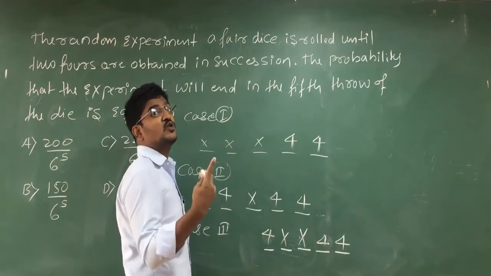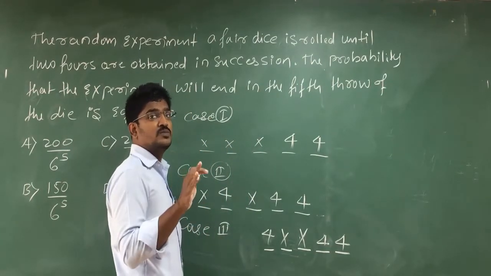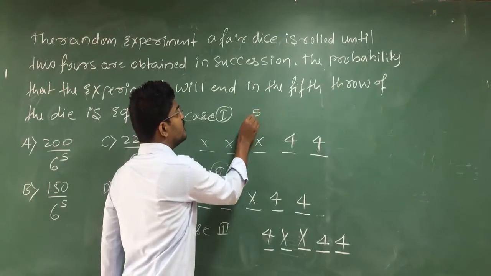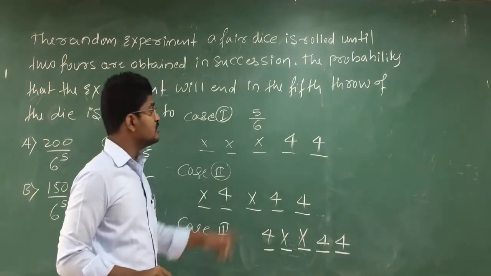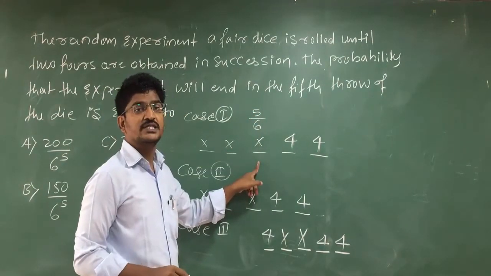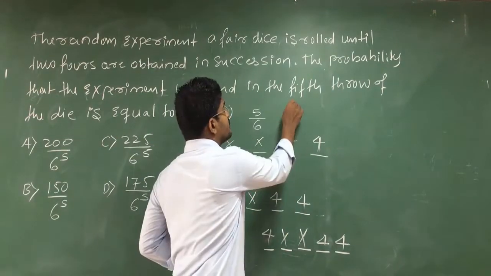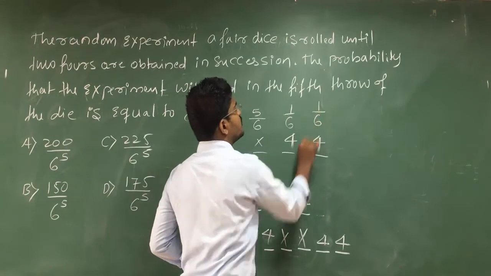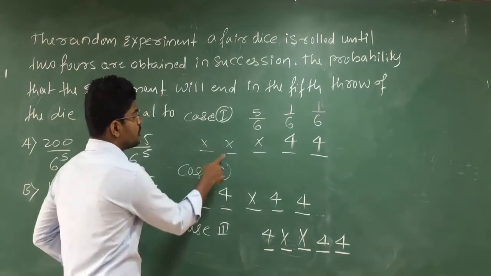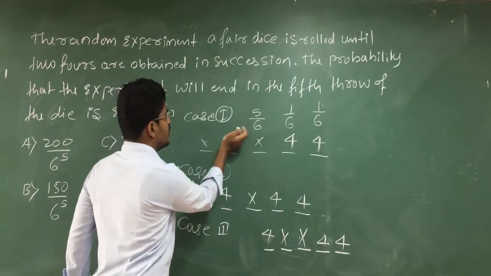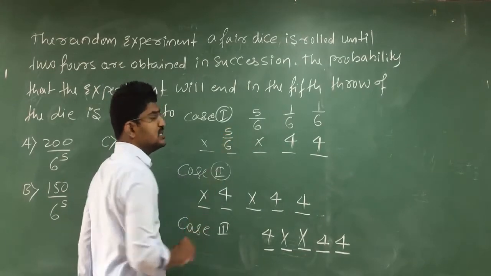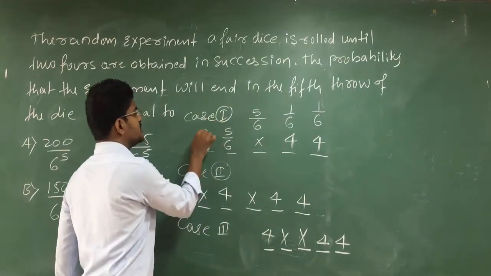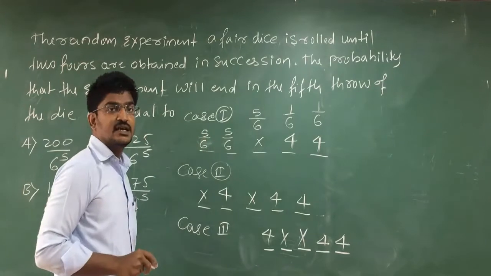So if 2 fours are occurring here, what about the probability of this particular place? Totally you have 6 outcomes if the dice is rolled. So this will be 5 out of 6. This will be 5 out of 6. What about this? It must be 1 out of 6 because 4 is fixed. This must be 1 out of 6. 4 is fixed. What is the probability of this one? 5 out of 6. What is the probability of this? 5 out of 6. Clear?